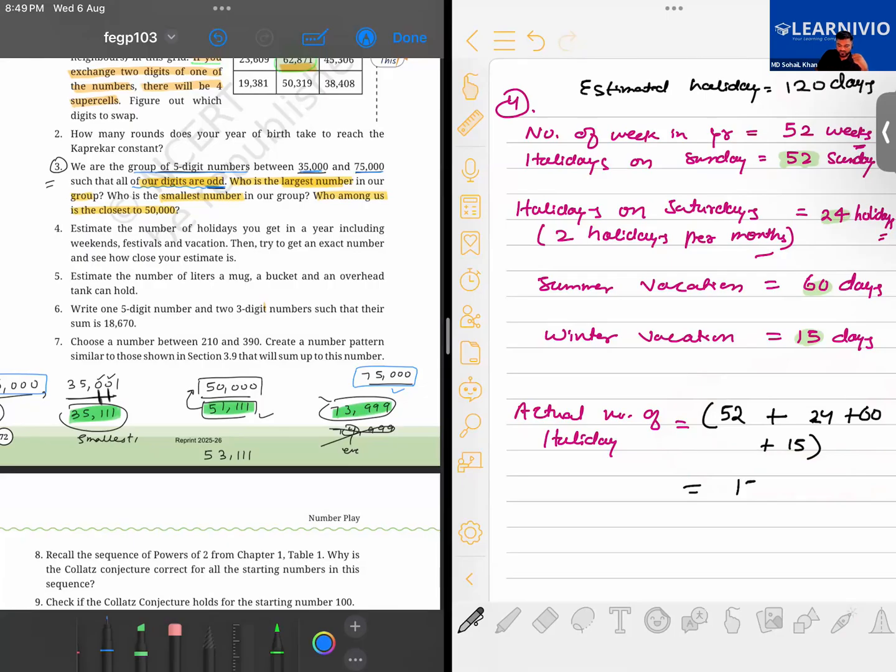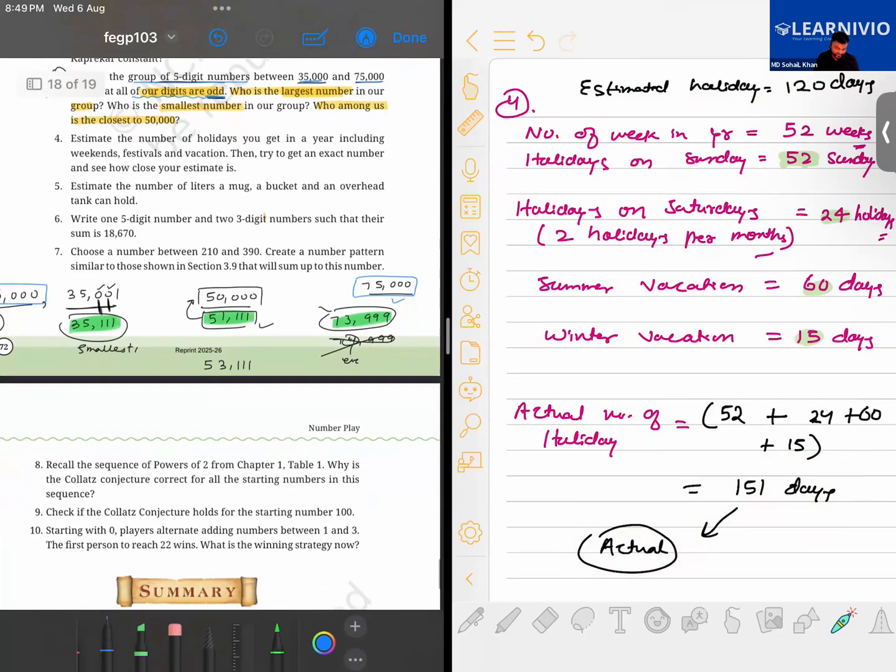But here we are getting 151 right now. So this is the actual number of holidays we are getting, right? And this was the estimated holiday that we are getting, that was 120 days, while this is the actual holiday we are getting over here. Getting it?